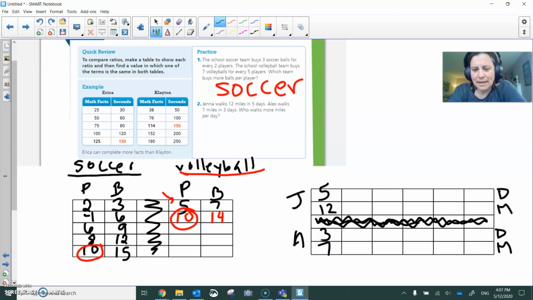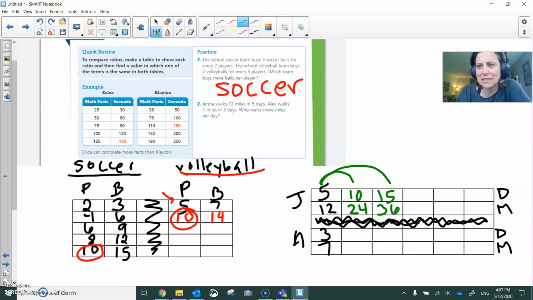So, I have a feeling I know where this is going to go. So I'm going to start off by doing double. 5 times 2 is 10. 12 times 2 is 24. 5 times 3 is 15. 12 times 3 is 36. And I'm like, wait a second. 15 days for Jenna.